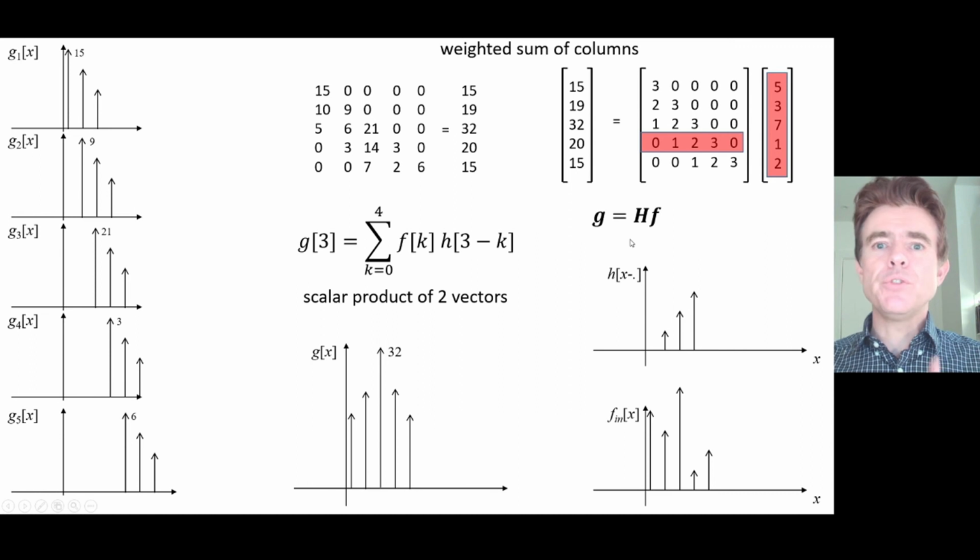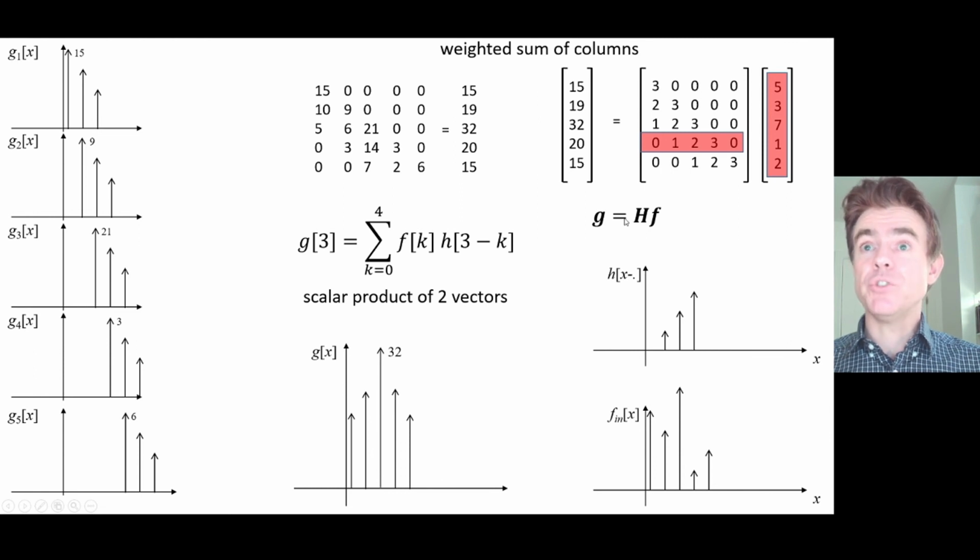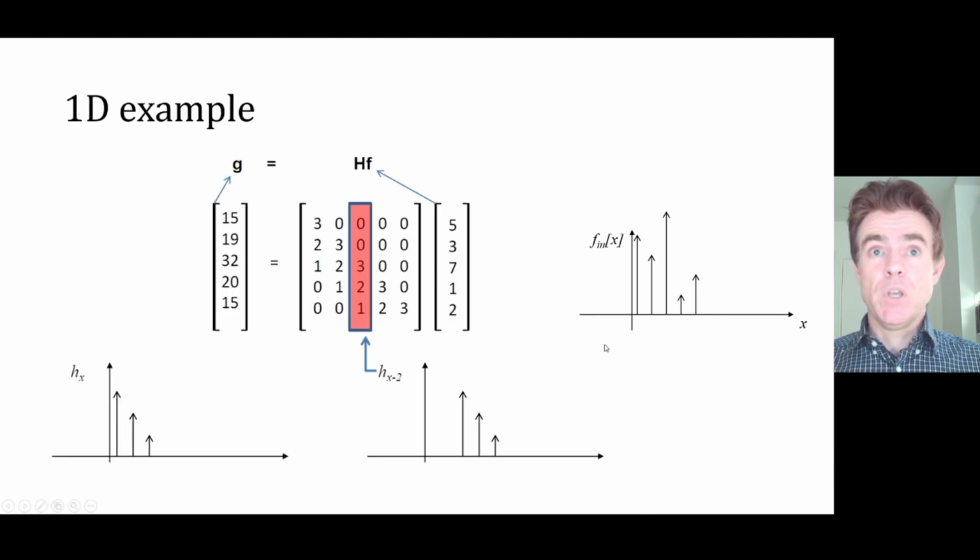Okay, and so if we do that, then we can write this matrix vector multiplication as just saying we've got an output vector g, which is equal to some matrix, capital H, times some input vector f. And so that's a very compact notation, and we're just understanding that that matrix H is just composed of shifted copies of the response function. And so that's why this is the kind of final slide.